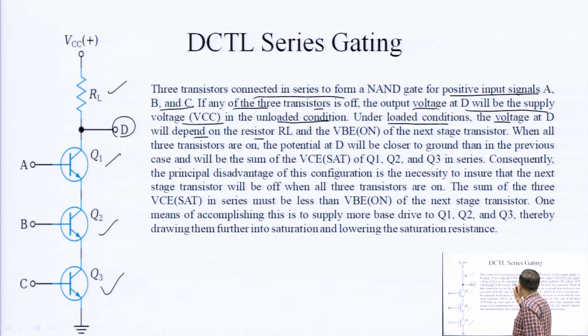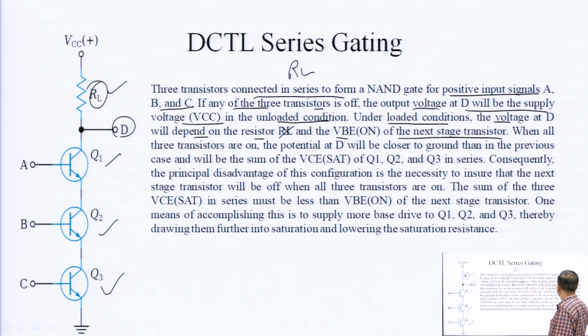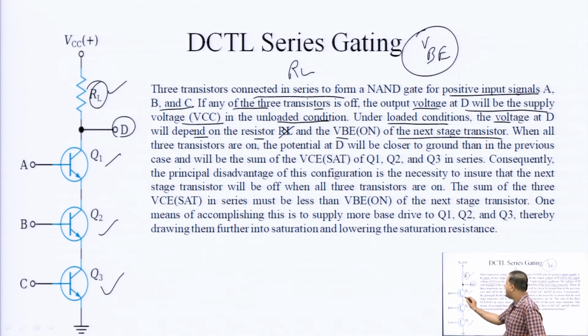This is R suffix L, this one. And VBE is the turn-on voltage of the next stage transistor. VBE is nothing but base to emitter voltage. This is the base, for all the transistors. There are 3 terminals of a transistor: base, emitter and collector. Transistors are actually part of analog circuits, but here in digital circuits we are also using transistors.